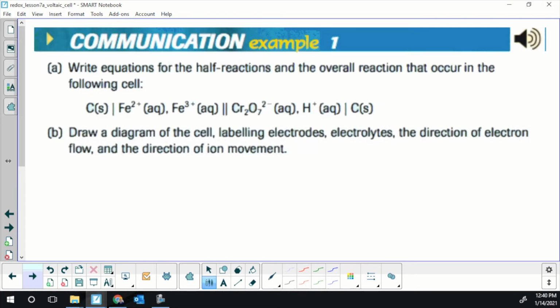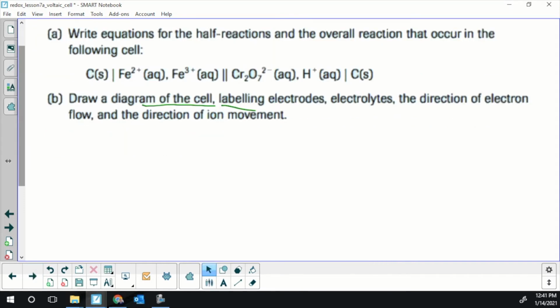So we've got carbon, we've got some iron ions, we've got some dichromate and H+, another carbon electrode, and I am going to draw the cell. I'm going to label the pieces of the cell. Now when you're done writing, you'd want to have your redox table out in the class. On blue, I have boxed out the two half reactions that I see the pieces based on this question.